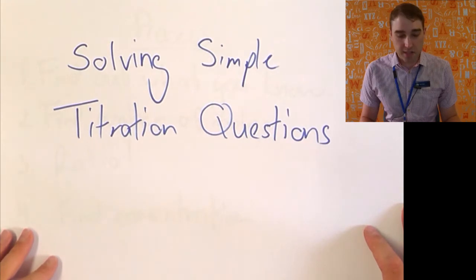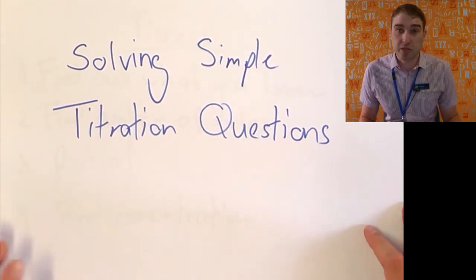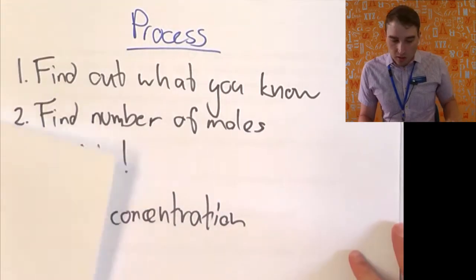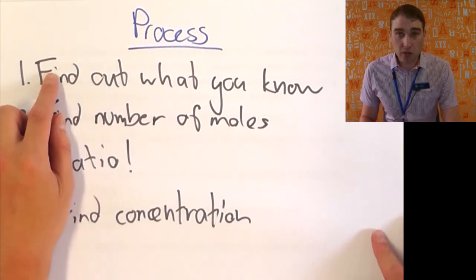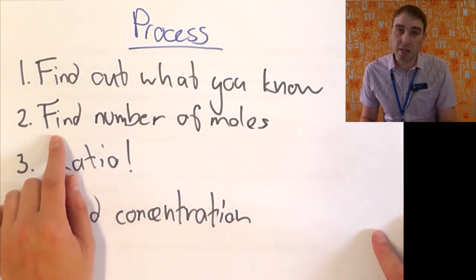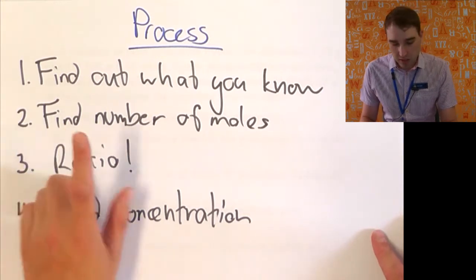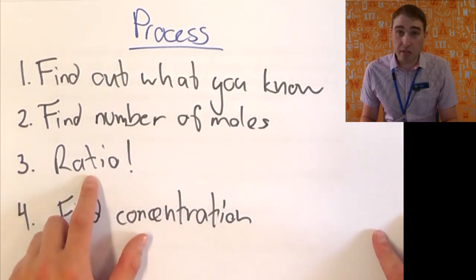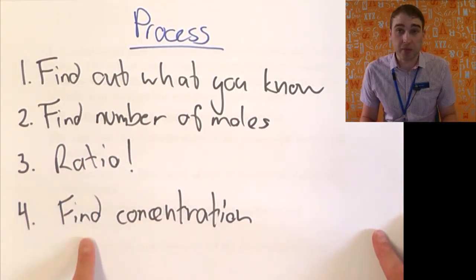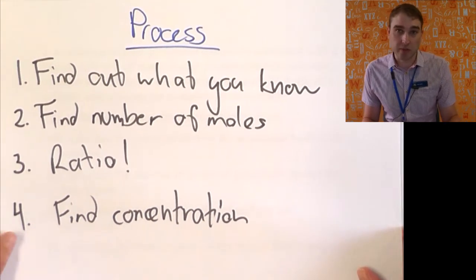Today on Flipping Science, we're going to be looking at solving simple titration questions. The process for how to do that is, first, you need to find out what you know. Second, you need to find the number of moles of one of the reactants. Then you need to find the ratio between that number of moles and the other reactant, and then from there you'll be able to find the concentration of the second reactant. That's basically what you'll have to do.